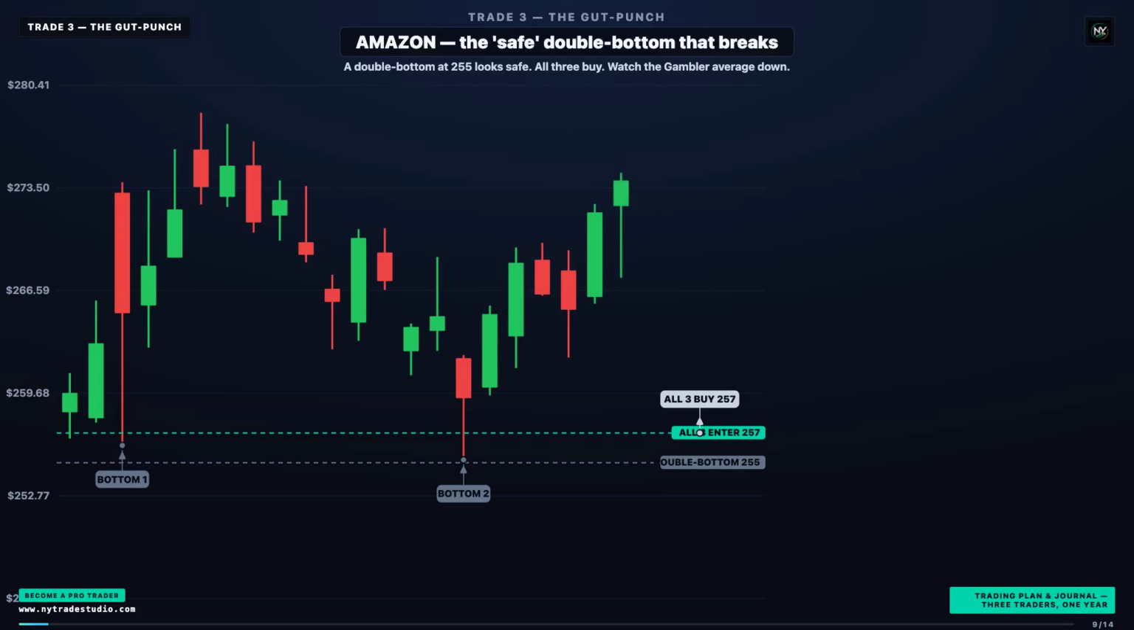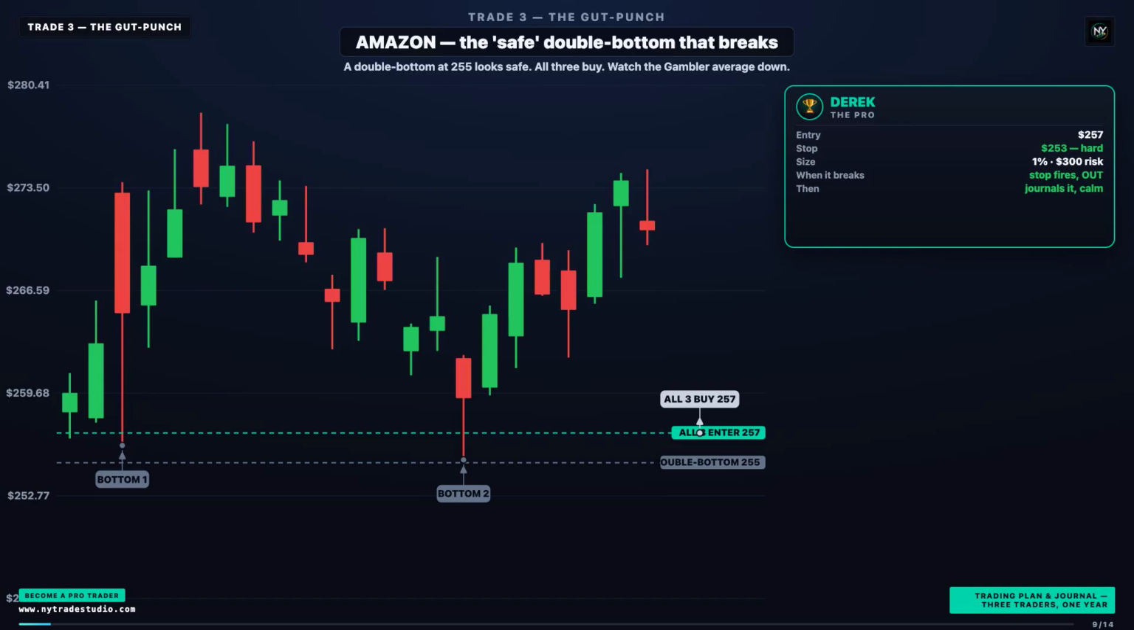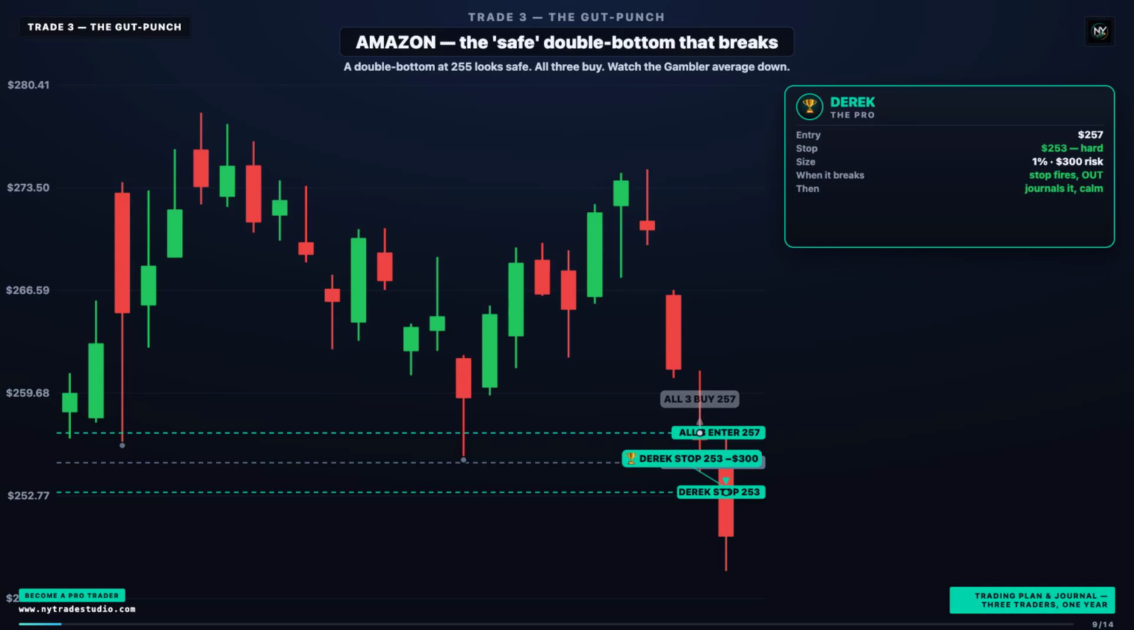This is where the plan earns everything. Watch Derek first. The moment he entered, he set a hard stop just below the floor at 253, risking only 1%. When the break comes, his stop fires automatically. He is out for a small controlled loss of $300, and then he does the most important thing of all. He opens his journal, writes good loss, support failed, and walks away completely calm.